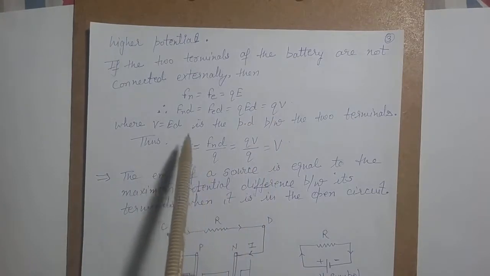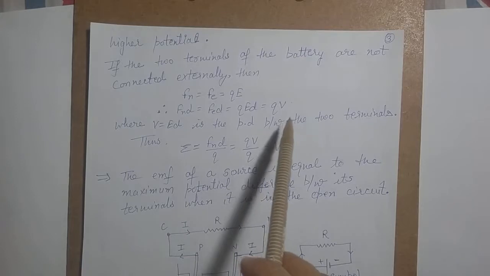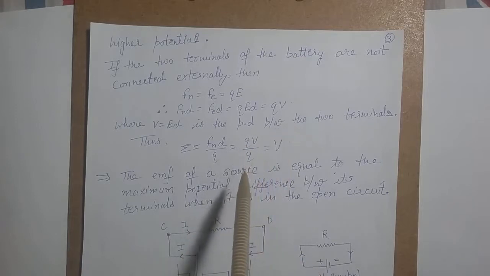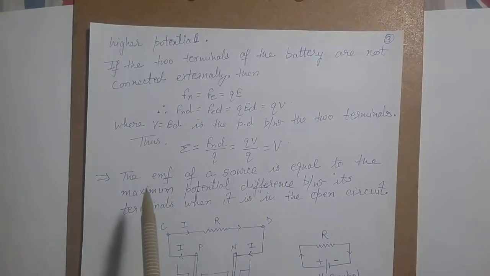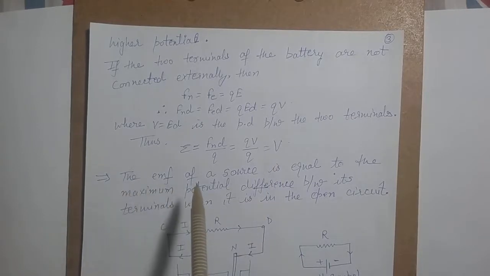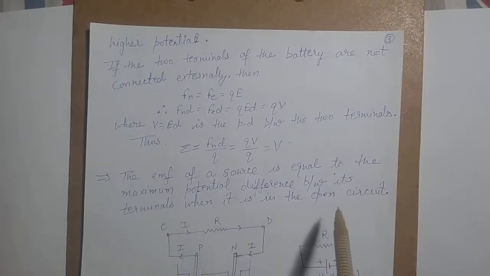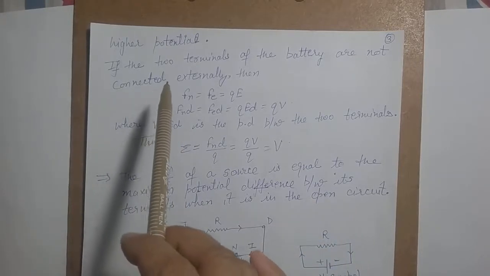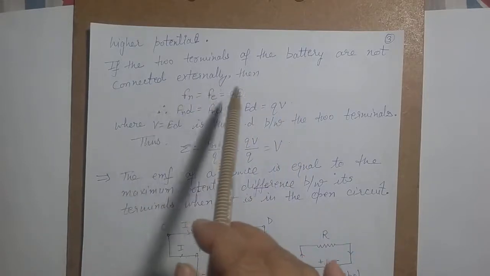Now we can say that our electromotive force is equal to force into displacement upon charge. Substituting this value from here, we get Q into V upon Q, and that is equal to V. Hence we can say that the electromotive force of a source is equal to the maximum potential difference between its terminals when it is in open circuit. Here we are saying that the terminals are not connected to any external source.